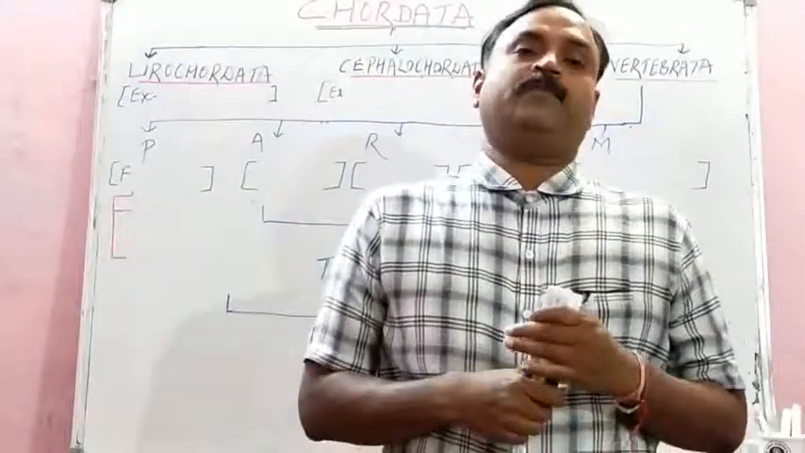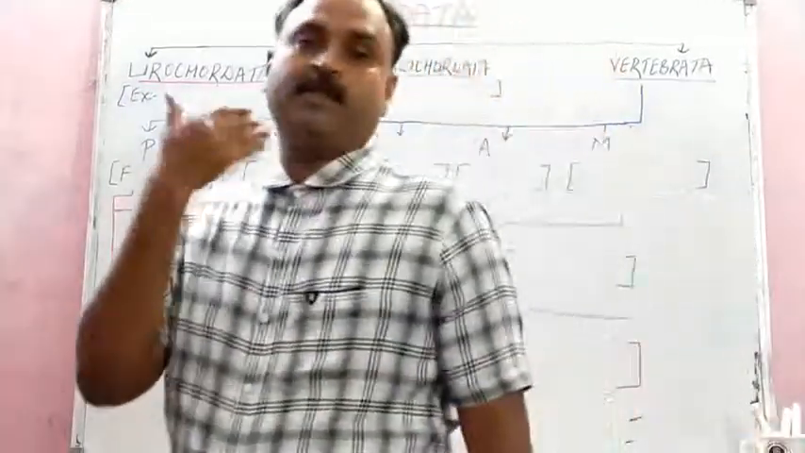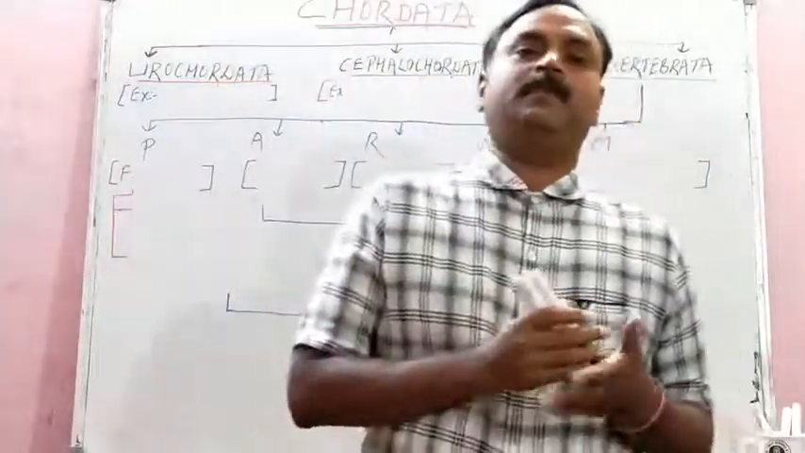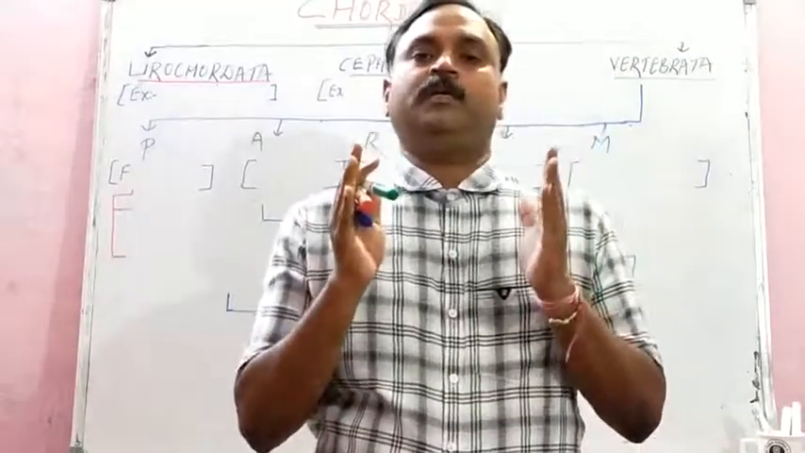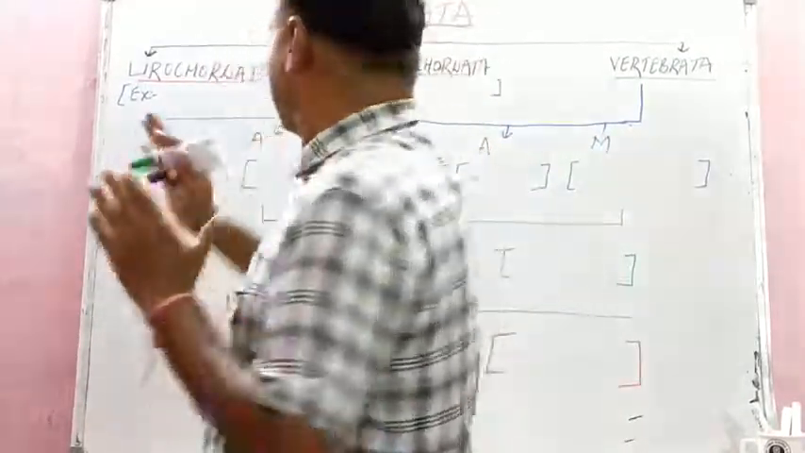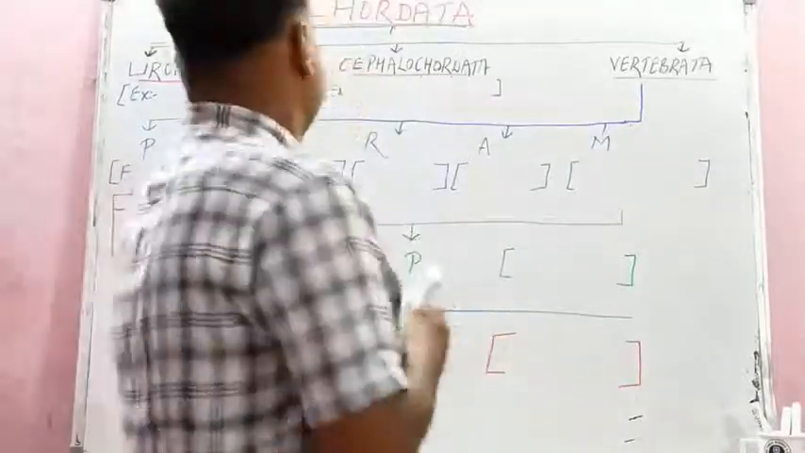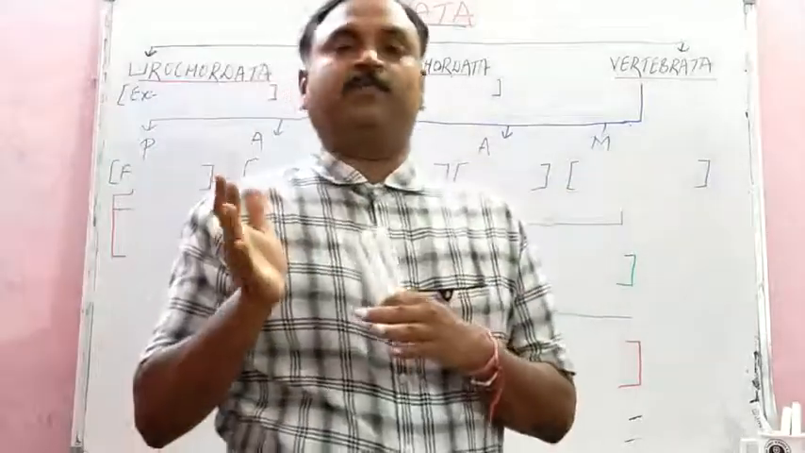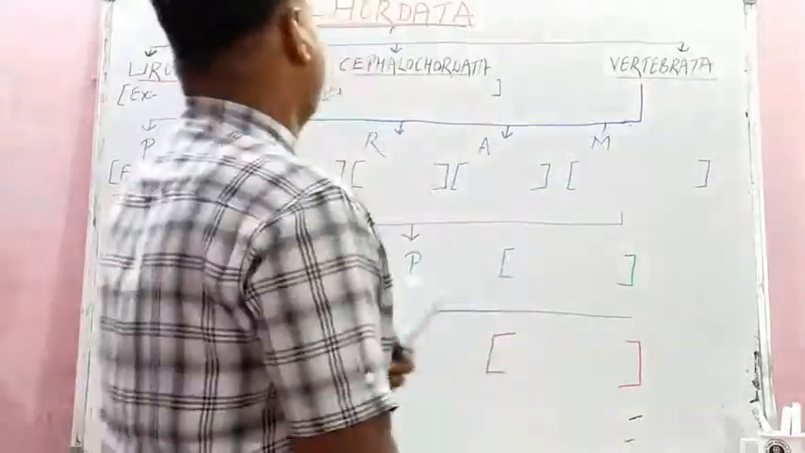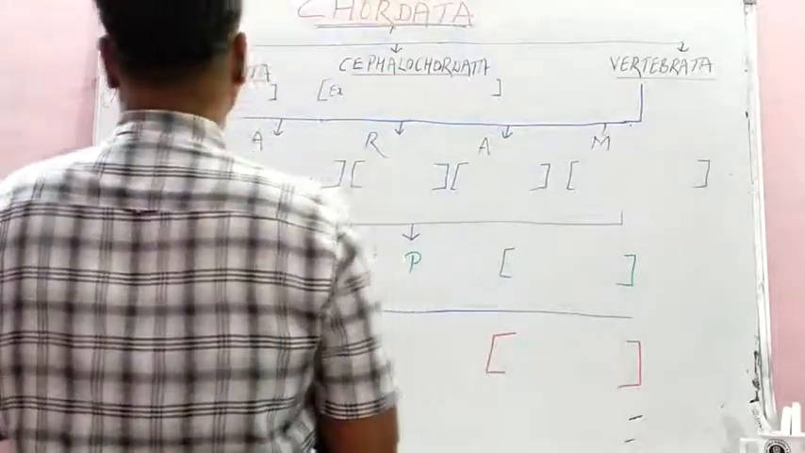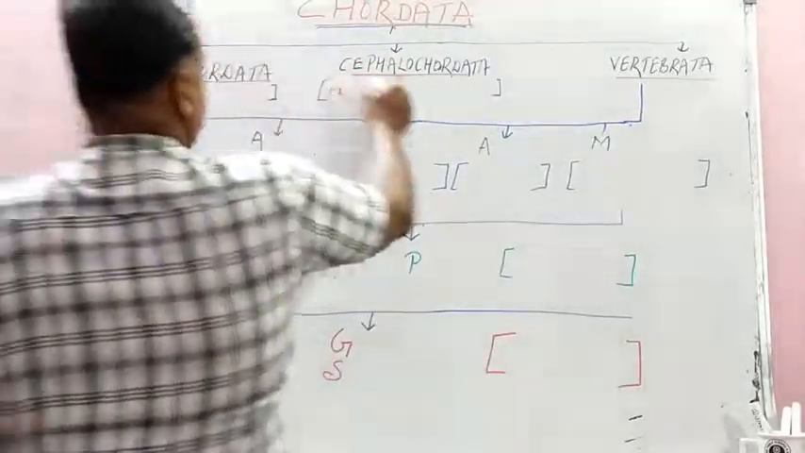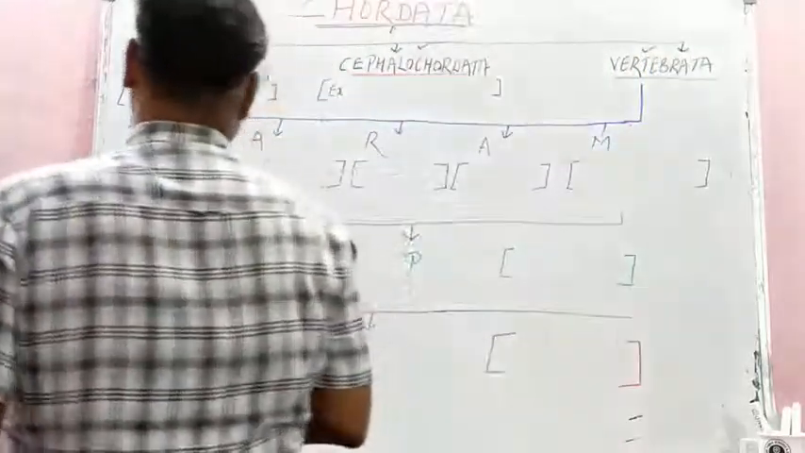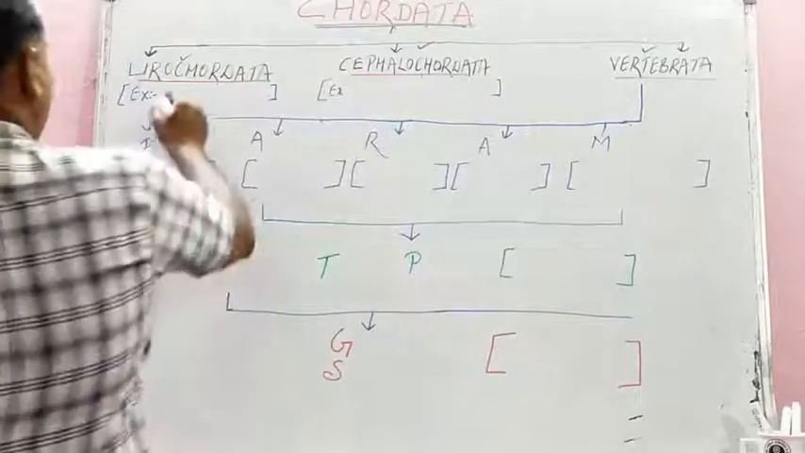Children, in all the phyla, Chordata we have to study in detail in class 11th. Arthropoda is the largest animal kingdom, but we are going to study Chordata in detail. So let us complete this Chordata chart first, and then I will start with the first phyla, that is Porifera. Chordata has 3 groups: Urochordata, Cephalochordata, and Vertebrata.